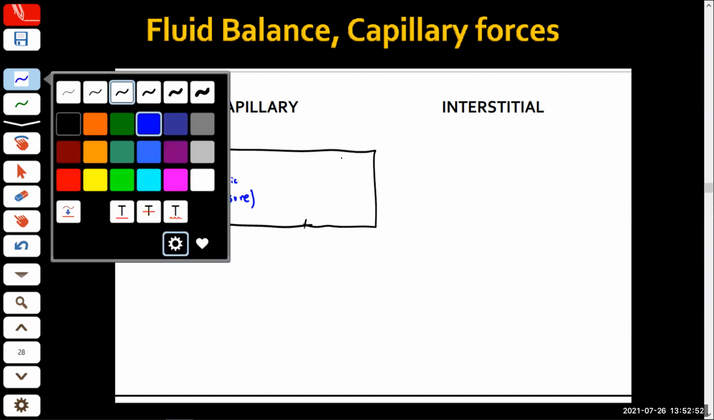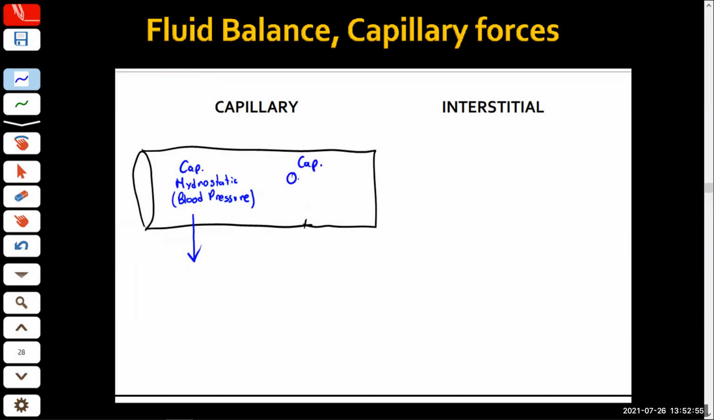Okay. The other force here is your capillary oncotic osmotic pressure. That's going to be generated by albumin. Albumin is a protein within your blood. What do proteins want to do with water? Proteins and salt pull water. If all of your proteins are here, where's the water going? Into the capillary or out of the capillary? Into. Okay.